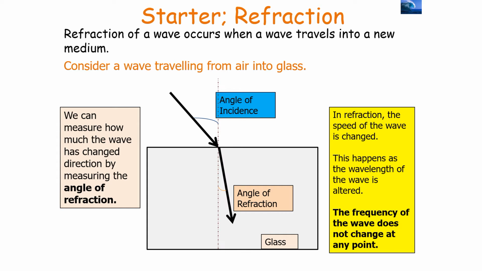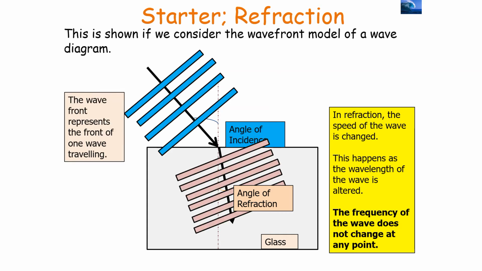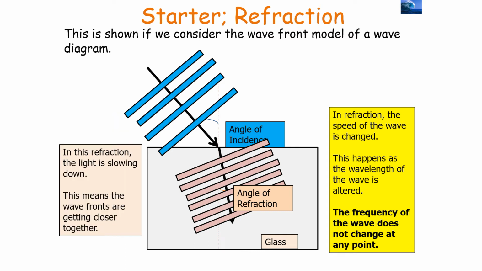Now as well as drawing a ray diagram, we can also draw wavefront diagrams. Now the wavefront represents the front of one wave travelling. Now in refraction, like we mentioned before, the speed of the wave is changed. So in this example, the light is slowing down.